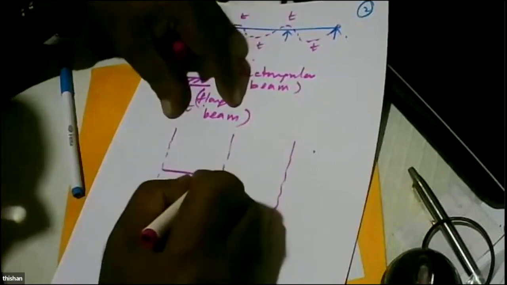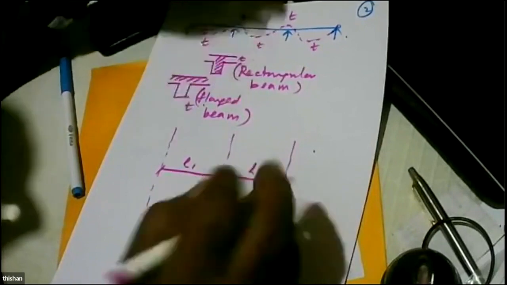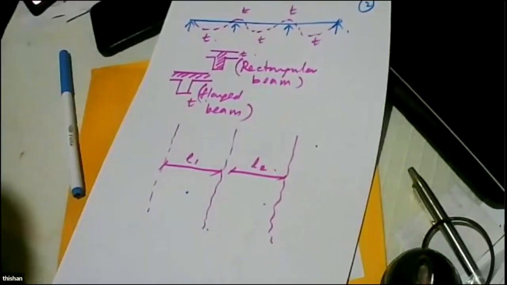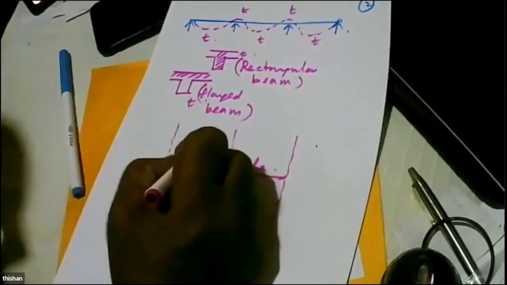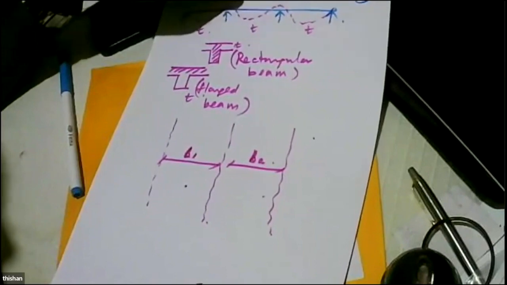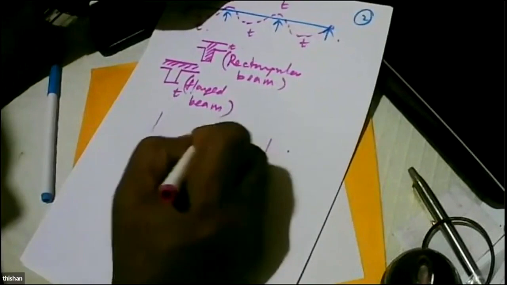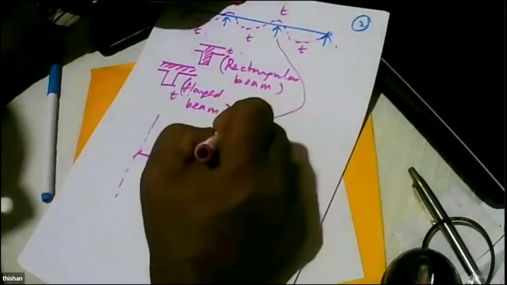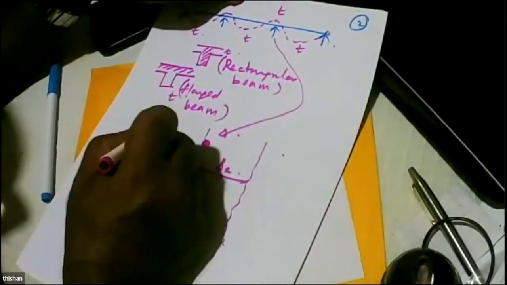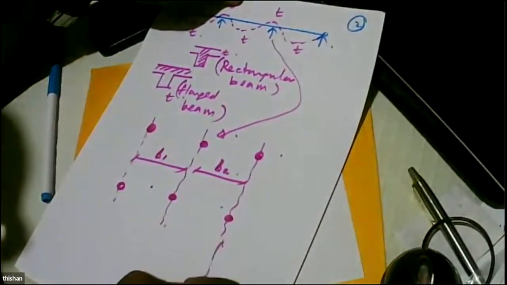So you get these as L1, L2, and so on. Sorry, B1, B2. We say B1, B2. So this is a plan view, and the slabs are like this. Then we have the supports, and these supports are the same as these ones. These are supports, so the beam is continuing like this.